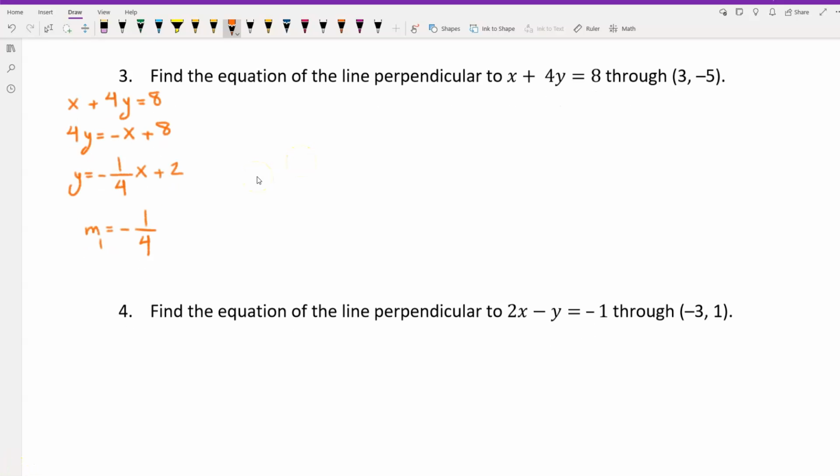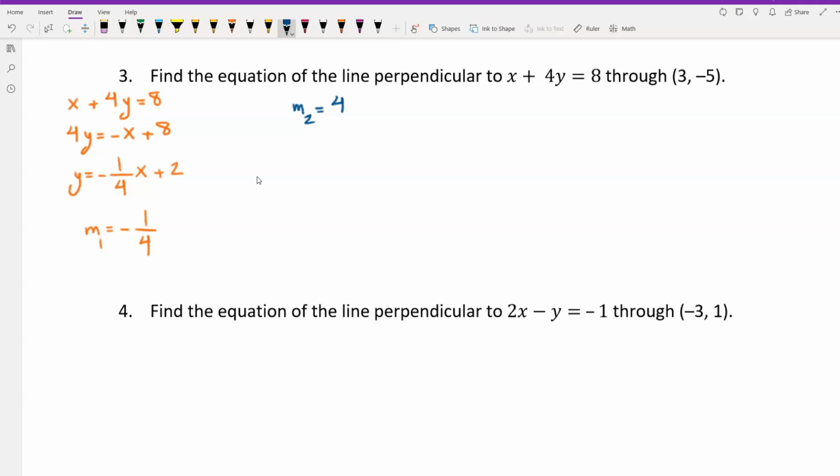So isolate y: y is equal to -1/4 times x plus 2. Our slope here is -1/4. I used m1 for this line, and then it says find the equation of the line perpendicular to what is given. So perpendicular to this one, m2, the slope of the second line, is the opposite of what we have here, and we use the reciprocal. So negative times negative is positive, and the reciprocal of 1/4 is +4.